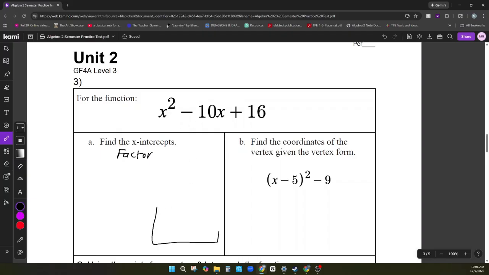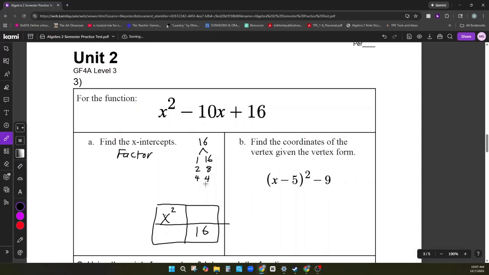So the way I set up my factoring is I'm going to go ahead and make my box, and this is going to be my first term in my first box, my last term in my last box, and I'm going to go ahead and take my 16 and try to figure out what times what gives me 16. That will also give me -10x. Remember, you must account for that negative. So 16 could be broken up to 1 and 16, 2 and 8, 4 and 4.